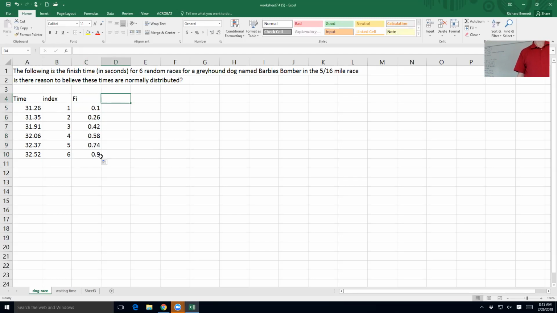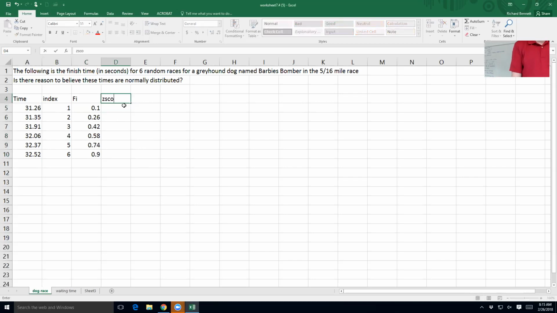You need to know that for the test. For those of you who haven't taken the test yet, you need to know this for the test. NORM.S.INV. Now, there's two of them here. The one without periods is, actually, it doesn't matter whether you use periods or not, but I think the one without periods is the one I prefer.